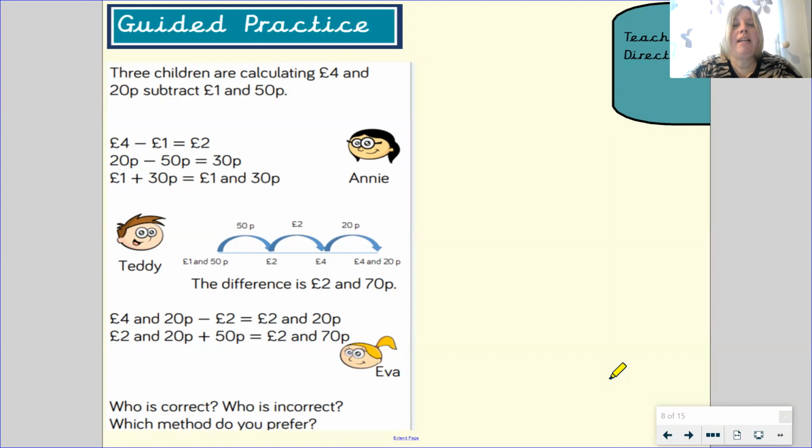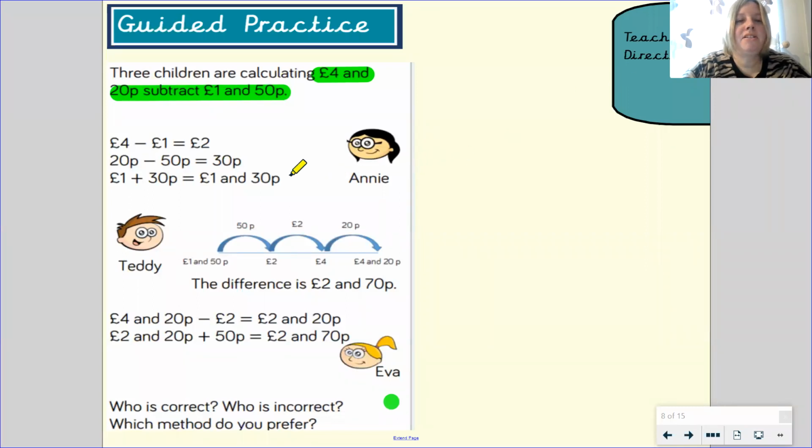The children are calculating £4.20, subtract £1.50. So we're going to highlight that because we need to remember that that is our calculation that we need to solve. So let's have a look at Annie's method. Annie has started by doing £4, take away £1. Then she has subtracted 50p from 20p to give her the answer to that part of the question of 30p. Then she's added the £1 and the 30p together. Let's have a look at Annie's method and see how she got on.